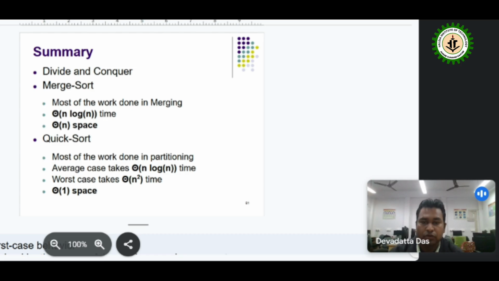Okay. So in the divide and conquer part, we were discussing merge sort, then quick sort. In merge sort, most of the work is done in merging, with O of n log n time and O of n space. In quick sort, most of the work is done in partitioning, with average case big O of n log n, and the worst case takes O of n squared time and O of 1 space.